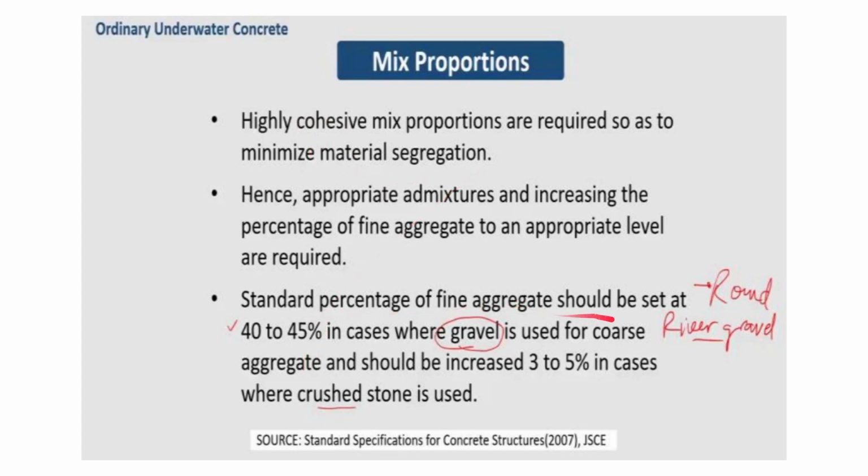Standard percentage of fine aggregate should be set at 40 to 45% in cases where gravel is used for coarse aggregate, and should be increased 3 to 5% in cases where crushed stone is used, okay. So we have to keep in mind the design mix. We have to keep in mind these conditions and these constituents, and accordingly design our mix.